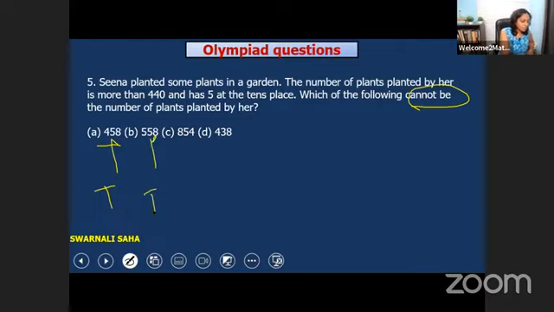Now option C, 854, is also greater than 440 and 5 is at tens place. So option D would be the answer because the 3 options are not right. And you see it's 438, and 438 is lesser than 440. And here at tens place there is 3, not 5. So obviously option D would be the answer. Okay, 438 is our answer. Option D. Good, very good.